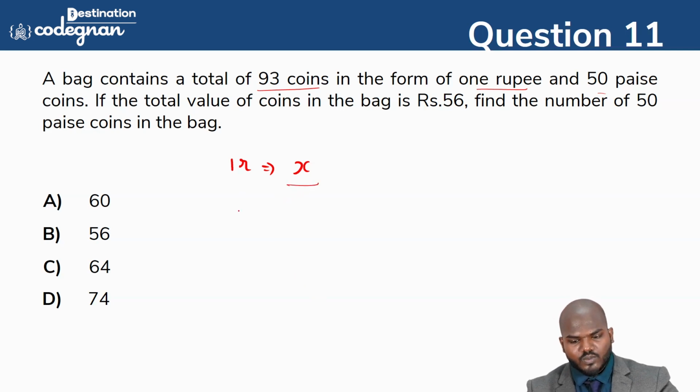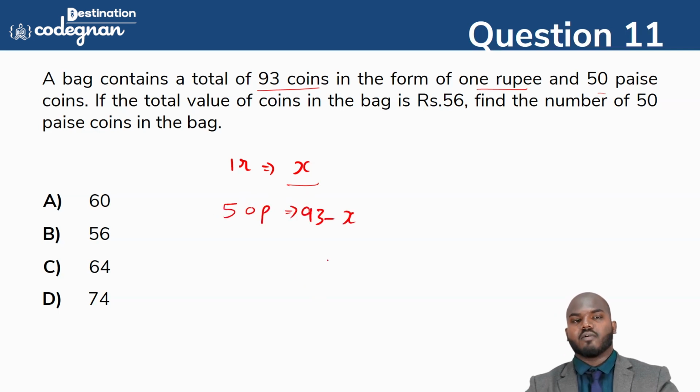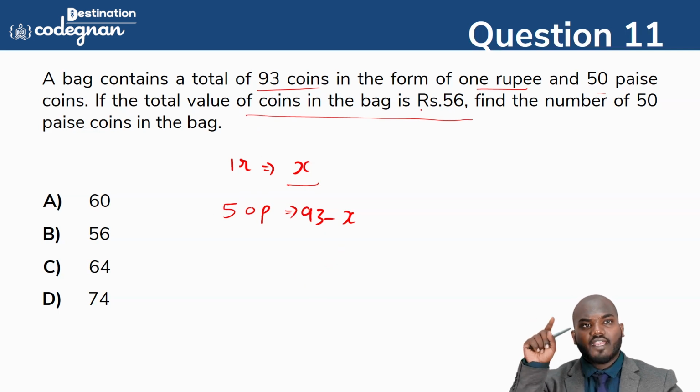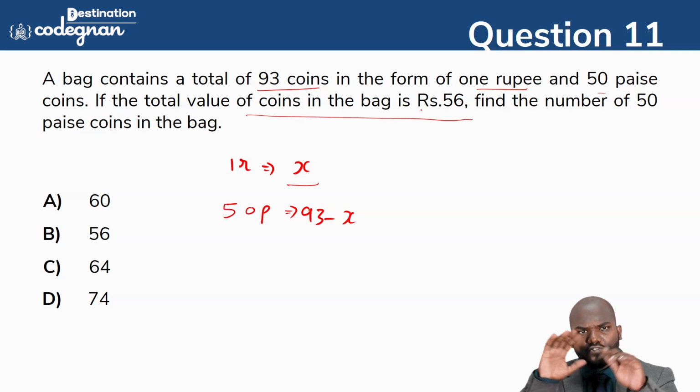So once you take this, I have the 50 paise. This one is 50 paise, and I can take it as 93 minus X. Because over the total 93, the remaining value is going to be the correct value, right? So 93 minus X. They have given that the total value of the coins is equal to 56. Initially, they have given 93 coins, meaning the number of coins is 93, but the value of the total 93 coins is equal to 56 rupees. We just want to keep that.